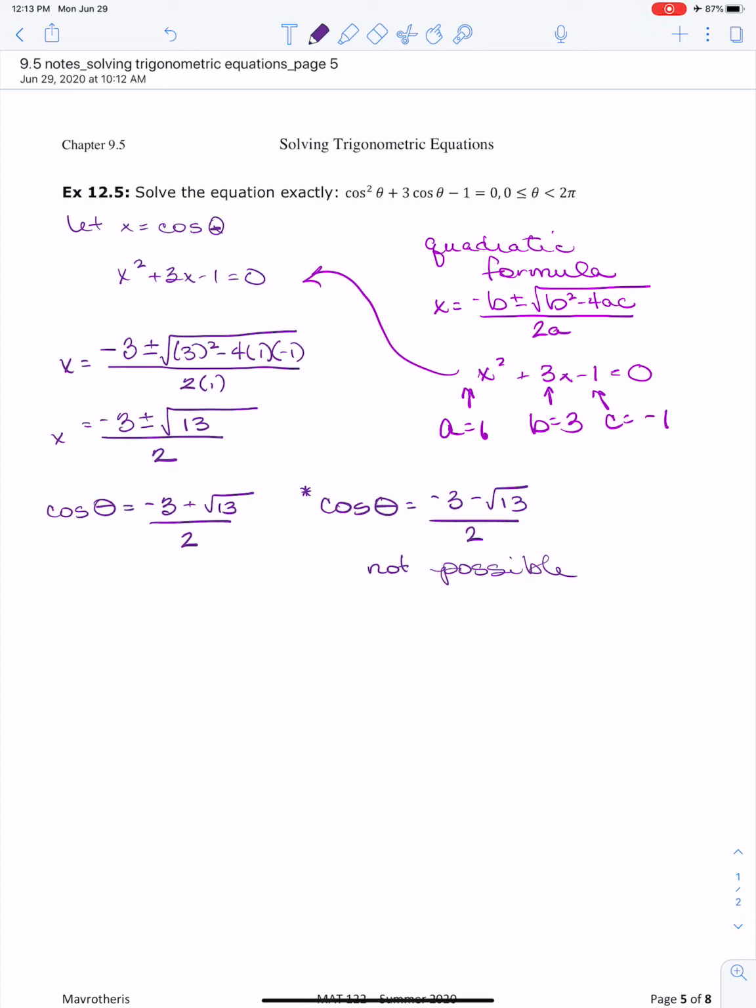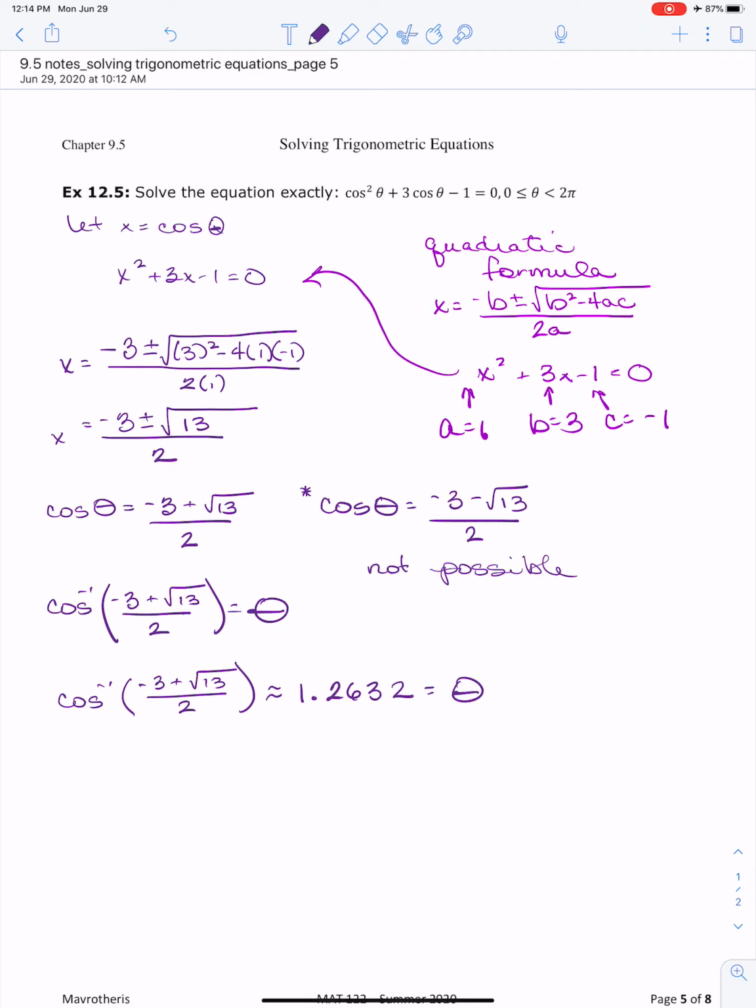So let's take a look at the other one. If cosine theta equals -3 plus the square root of 13 over 2, that means inverse cosine of -3 plus the square root of 13 over 2 has to equal theta. So I'll go inverse cosine of -3 plus the square root of 13 all over 2. And I get to 4 places, 1.2632. Okay, so there's my theta.